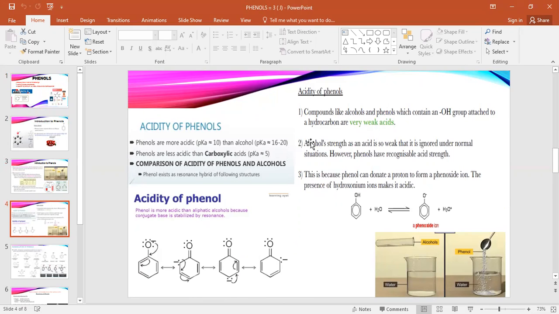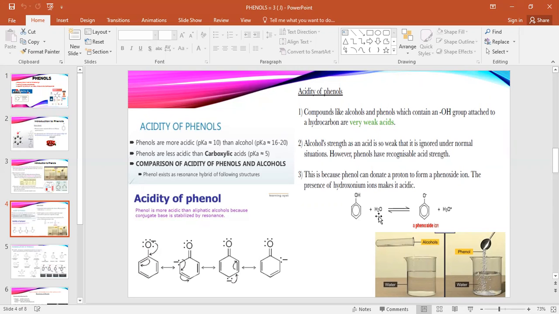Acidity of phenol, as I discussed with you, phenol is an organic aromatic compound, and it is a weak acid, but as compared to alcohol it is more acidic because of resonance, because of delocalized electrons. You can see that for this oxygen in phenol, when you remove H, you will get a negative charge. This negative charge delocalizes and stabilizes the system. We call this resonance. So because of resonance, phenol is more acidic than alcohol.